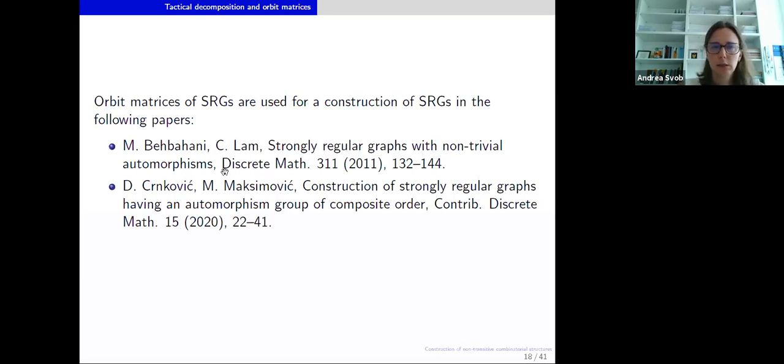And that was in 2011. A little bit later, Crnković and Maksimović in their paper gave a generalization of the method in which they were able to make a method for construction of strongly regular graphs having an automorphism group of composite order. So it does not have restrictions on an automorphism group.